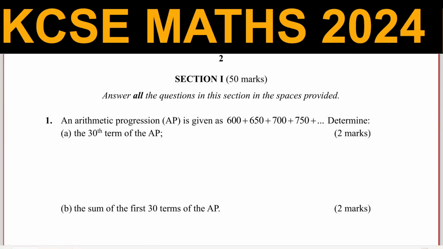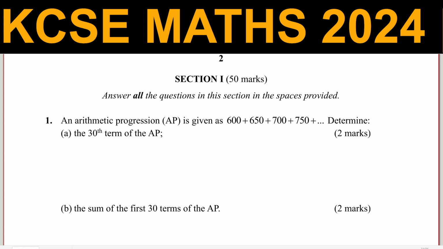An arithmetic progression AP is given as 600 plus 650 plus 700 plus 750 plus the progression continues. Determine part A, the 30th term of the AP. Part B, the sum of the first 30 terms of the AP. Let's go to part A, the 30th term of the AP.